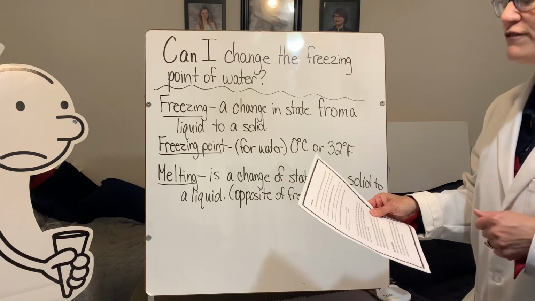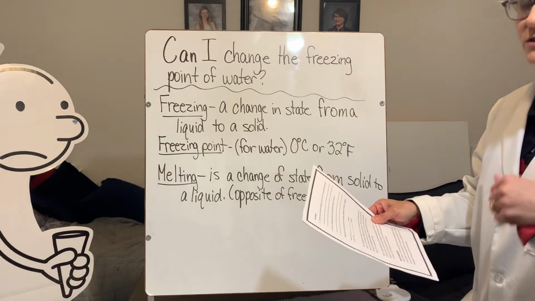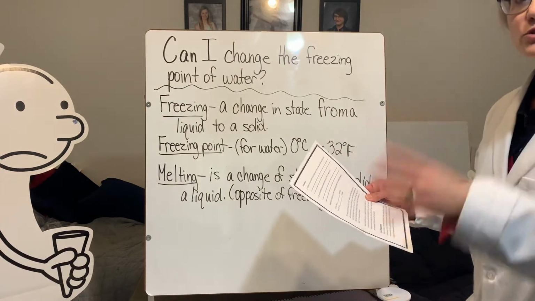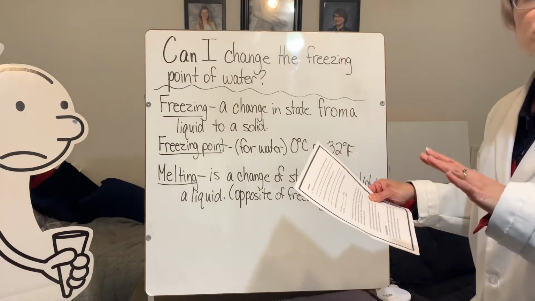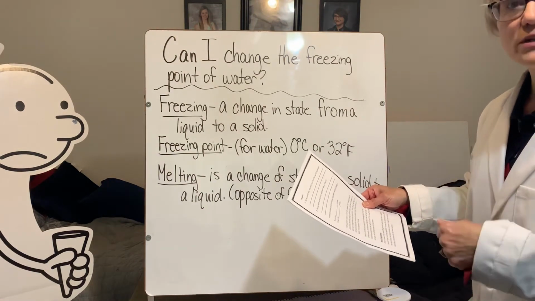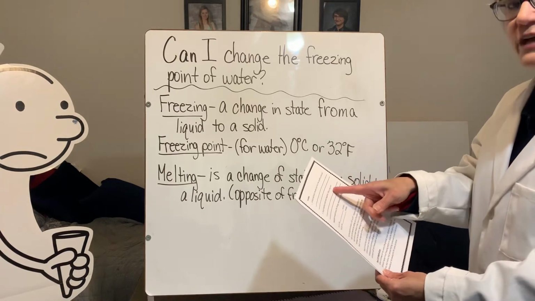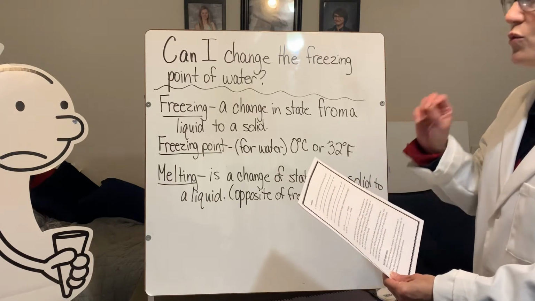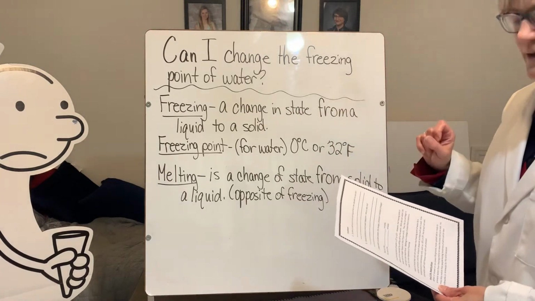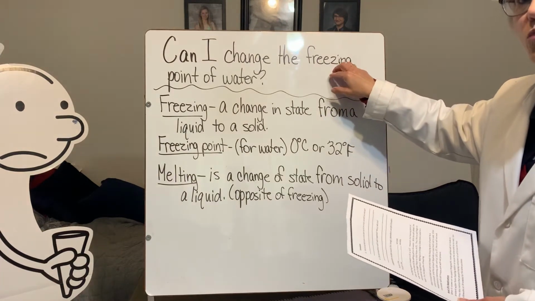Did the ice melt faster in the plain cup of ice or in the cup with ice and salt? Well, we noticed that as we were observing every 5 minutes, there was more water in the bottom of the cup with ice and salt than there was with just plain ice. So we can conclude that the ice melted faster with the salt in it. Why? Because it changed the freezing point of water. Okay, so our question, can I change the freezing point of water? And we will get back to this on why this happens.